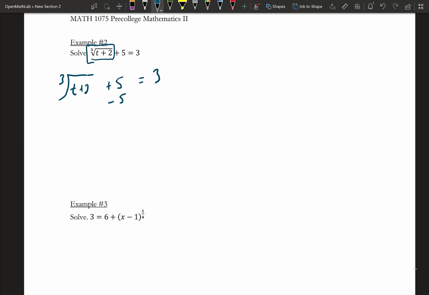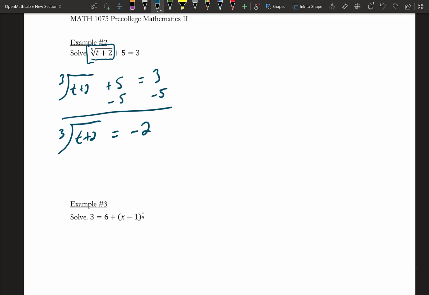So I'd want to subtract 5 from both sides, and we get the cube root of t plus 2 equals negative 2. Right? And immediately you should be thinking that we have a radical equal to a negative number, but that's okay, right? Because the index is odd. Remember, odd powers can give you a negative result.